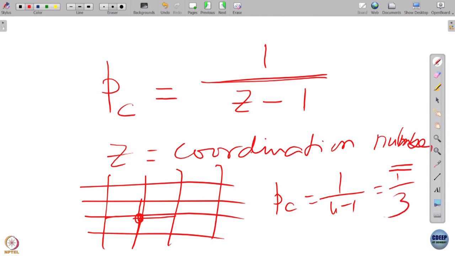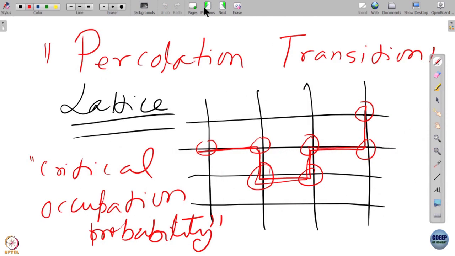So these red ones now have to be 33%. Before 33%, it is again completely dramatic and sudden. Even at 30%, you see disconnected clusters, intermediate size disconnected clusters. But as soon as you reach within 0.01% of the 1 over 3, this cluster suddenly appears. So both percolation and sol-gel transition have all these things.